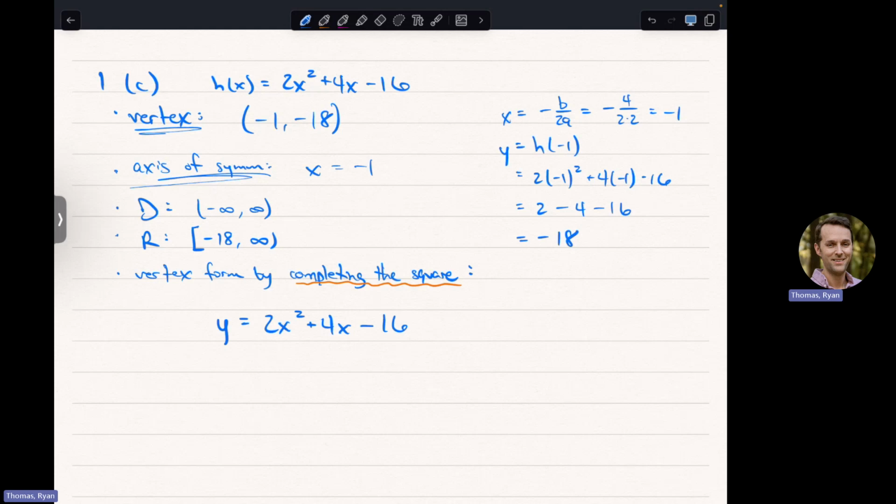Domain range -18 to infinity because this opens which way? Up. How do we know that? Because the leading term is positive. So it's opening up. Okay.